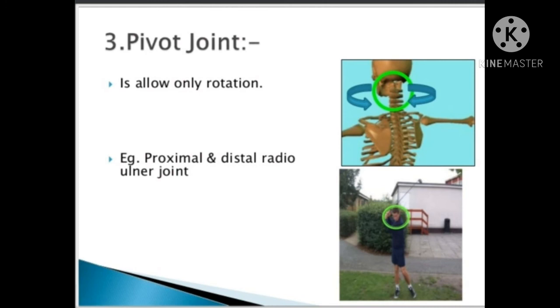Pivot joint. The joint where our neck joins our head is a pivot joint. It allows rotating movement and it is present between the first and the second vertebrae. It can also twist from one side to another. Due to this joint, we can turn our head from left to right and upward and downward. Example, proximal and distal radio-ulnar joint.